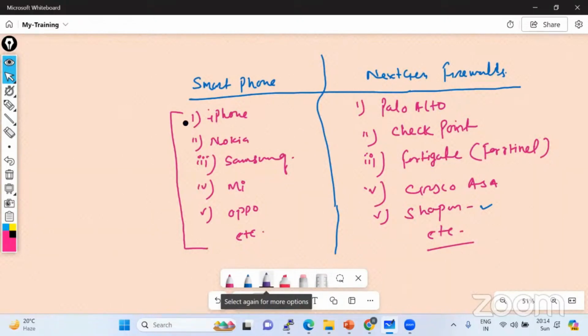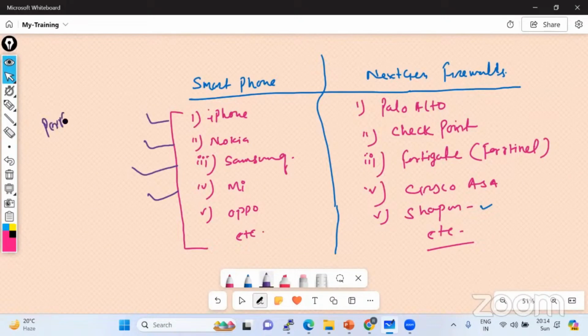But why shall I choose iPhone? Why shall I choose a Nokia? Why shall I choose a Samsung or MI? This is the bigger question now, right? So the main key thing is the performance, right? What is the key thing? That's the performance.